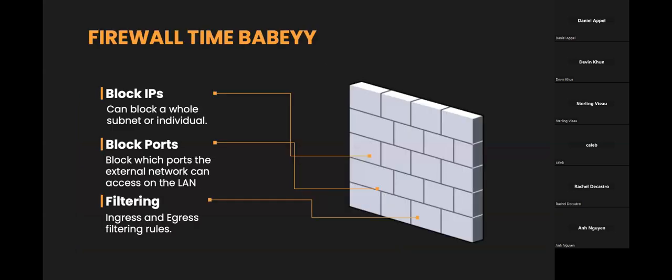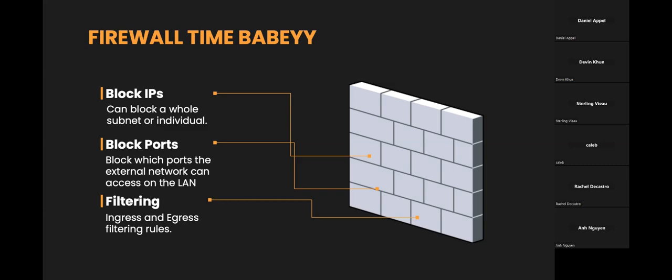There are a lot of different cool things firewalls can do. They can block IPs. You can block an individual IP. For instance, you think, this IP is probably an attacker, I don't want them to access my network anymore, so I can just block their IP address. Or you can block a whole subnet. If there's a whole range of IPs that you don't want to be able to access your network, or you don't want to be able to hit, you can block those as well.